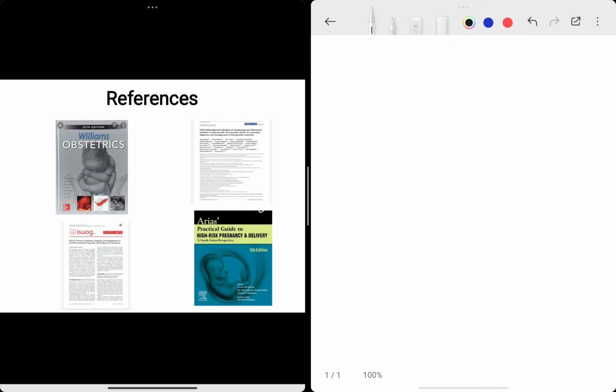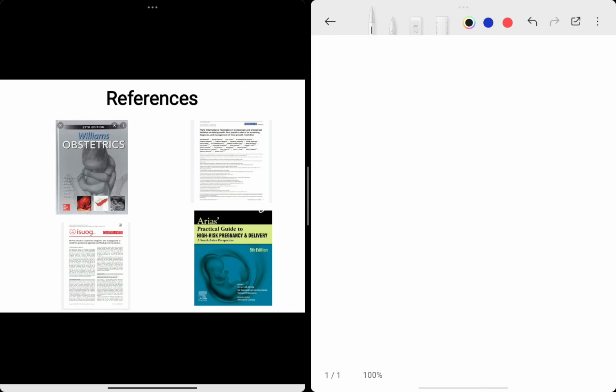Today we are going to discuss one of the most important and challenging conditions in modern obstetrics, that is fetal growth restriction. It is also known as intrauterine growth restriction, FGR or IUGR. A baby who appears small on scan is not always growth restricted, and a growth restricted baby may face serious risks including stillbirth, fetal hypoxia, neonatal morbidity and long-term health complications.